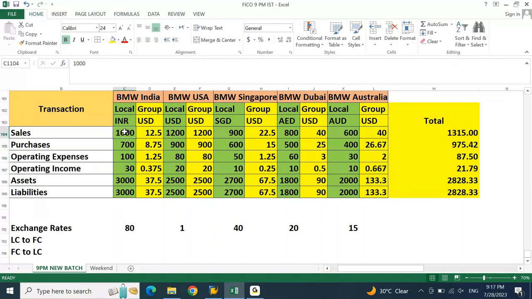If you especially take taxes, any sale, any purchase that you do is subject to tax. Agree? Whenever you talk about sale, whenever you talk about purchase, it is subject to tax. Now the way taxes are treated in India is different. The way taxes are treated in US is different. The way taxes are treated in Singapore is different. When your country is changing, the sales figure, the actual revenue that you're projecting, is also changing because of the tax. Tax is creating an impact on your sales.